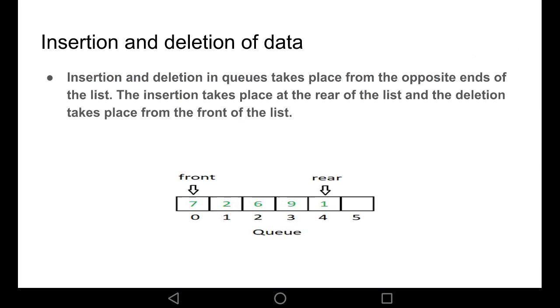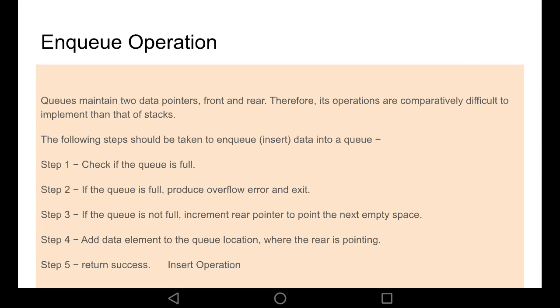Now the most important: insertion and deletion of data. Insertion and deletion in a queue take place from opposite ends of the list. The insertion takes place at the rear of the list and the deletion takes place from the front of the list. If I want my data to be inserted, it will be from the rear of the list, and if I want my data to be removed from the queue, it will be from the front side. So we'll see more about it in the next slide.